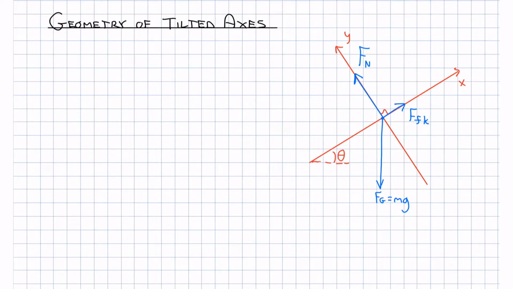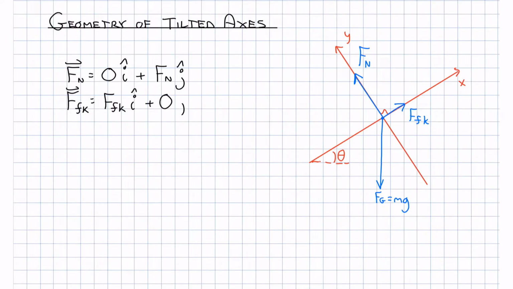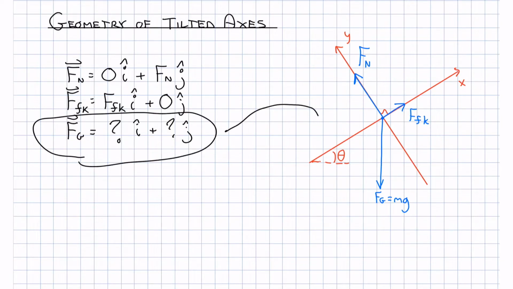Finding the components of the normal force is easy, because the normal force is only pointing along the positive y-axis. So in terms of vector notation, we could write it as 0 i hat plus Fn j hat. Similarly, the friction force only has a component along the positive x-axis, so we would write it as Ffk i hat plus 0 j hat. We didn't have to do any trigonometry to find components for Fn or Ffk. However, the components of the gravitational force won't be as easy. We're going to have to do some trigonometry.